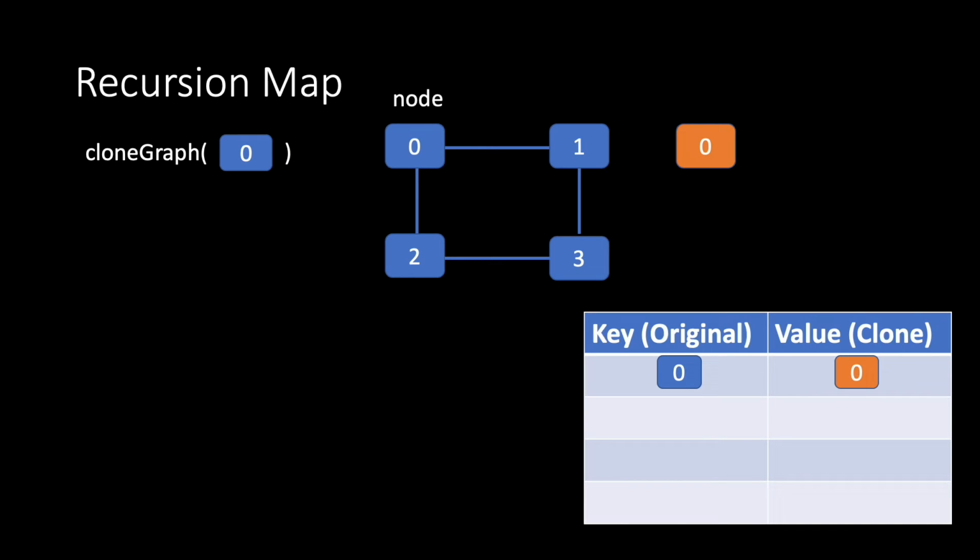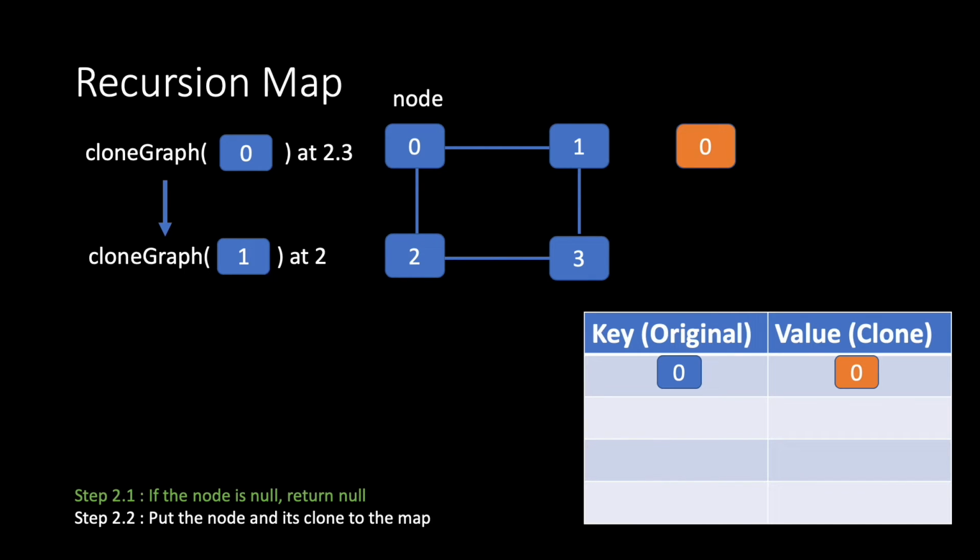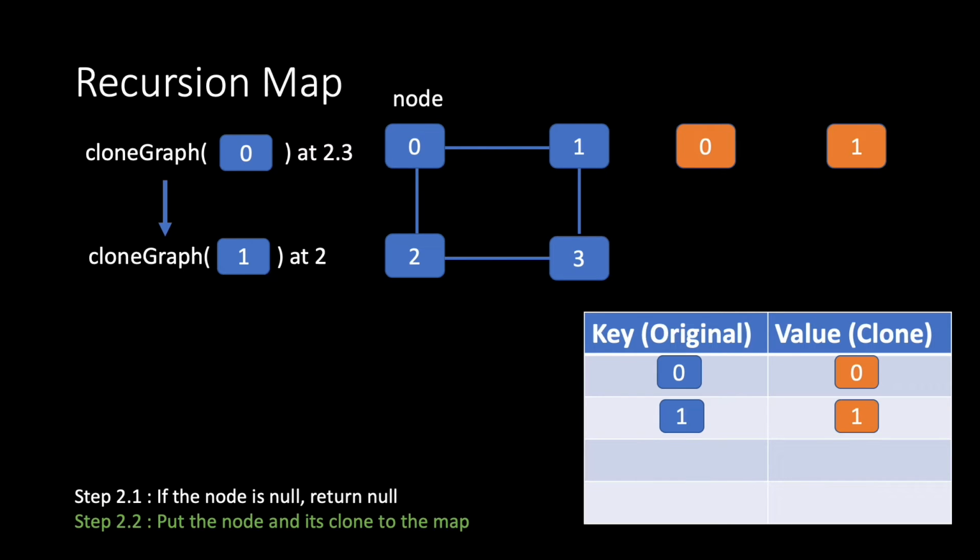So I made this recursion map to keep track of all the recursive calls because it can be a little bit complicated. So we first started with the original function cloneGraph with the argument 0, and then just now we called the function again with the argument 1 because 1 was 0's neighbor. We're going to start from step 2 again. So check if the node is null, it's not null. So we're going to put the node, in this case 1, and its clone node to the map. So we're going to put the original node 1 to the key, and the value is going to be the clone node that we created.